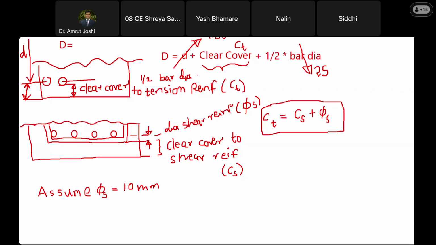So in this expression for CT, I already know the value of phi S. That is how much? This value is 10 mm. Question: what should be the value of CS? Now you have to understand CS is clear cover to the shear reinforcement. Can you tell me what is the function of this clear cover? Why do we provide this clear cover?